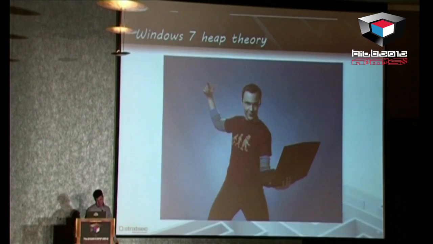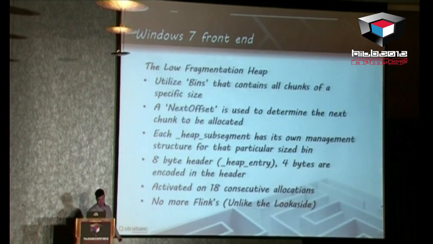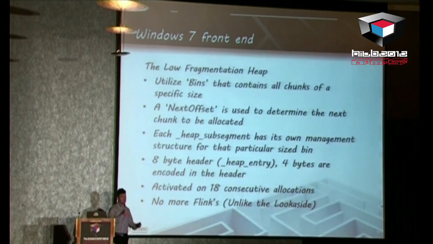We'll go on to a little bit of theory. Like I said before, you utilize these bins of a specific size. The free chunks now have this thing in Windows 7, the next offset, that allows it to work out where the next allocation is going to come from. As that particular chunk is allocated, it updates another value called the free entry offset. We'll look at this more a little bit later because it refers to the type of attacks we're going to be doing.